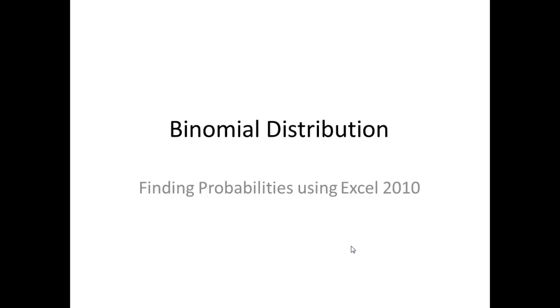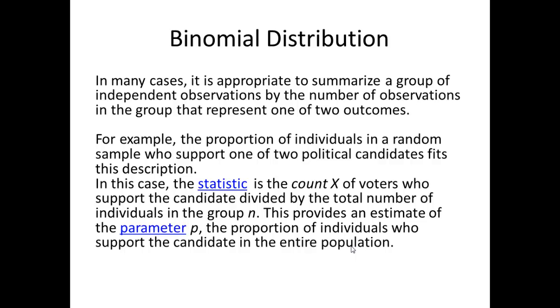We're going to talk about binomial distribution, finding probabilities using Excel 2010. Binomial distribution, sometimes it's appropriate to summarize groups of observations into two possible outcomes. Everything can kind of be grouped into two possible outcomes. Even if you had a bunch of colors of shirts that people wore, you could still group them into two outcomes: the group that wore red, and of course the group that did not wear red.